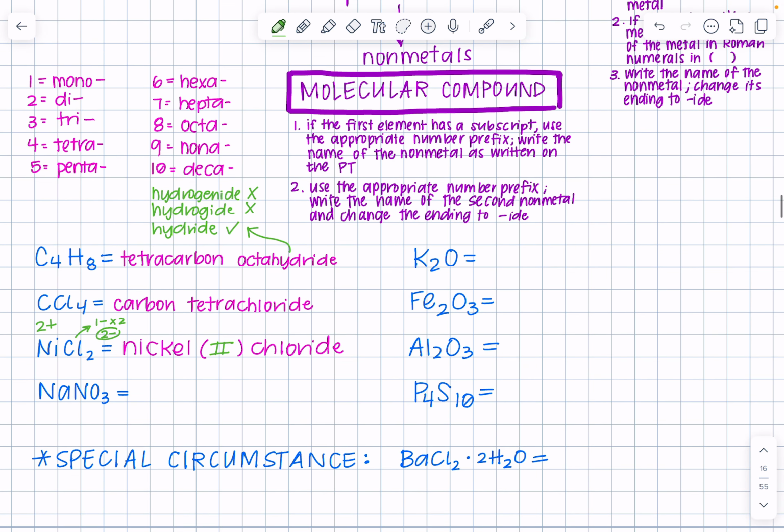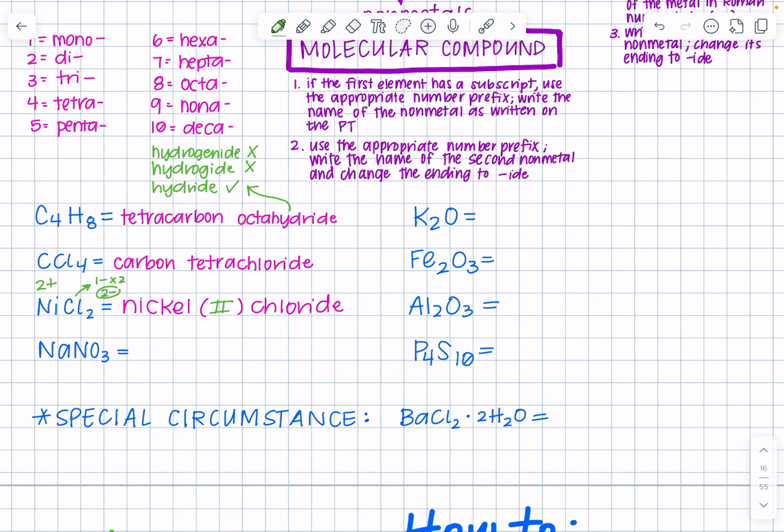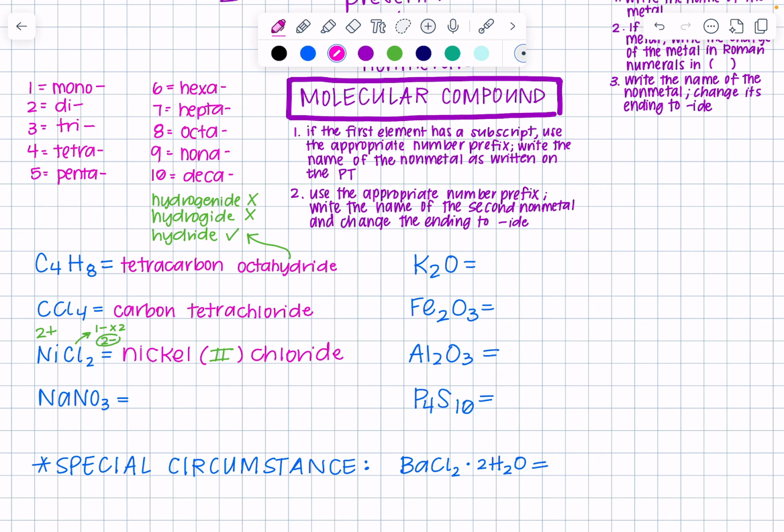All right, in this case, it's the second piece of our problem. So Na is sodium. And then NO3, we just have to name our polyatomic ion. NO3 is nitrate.